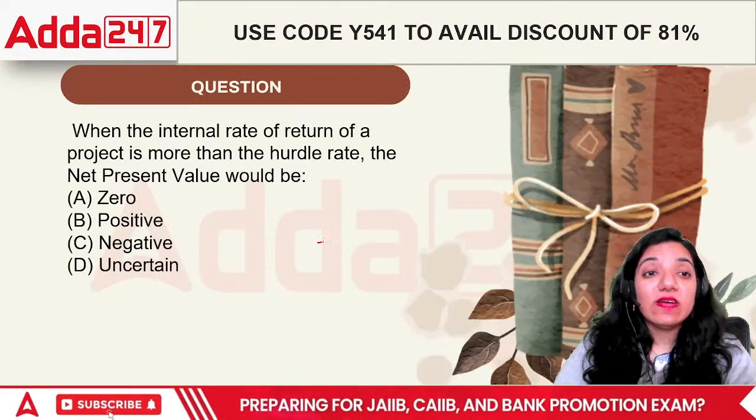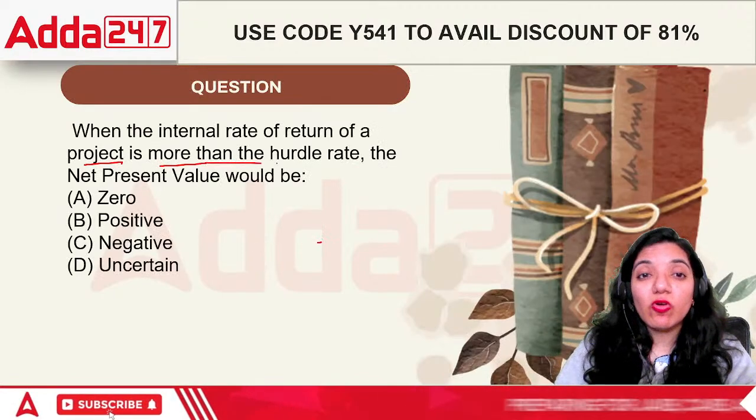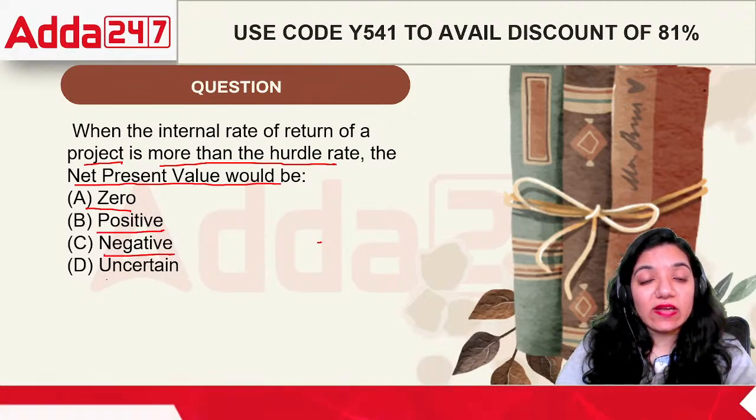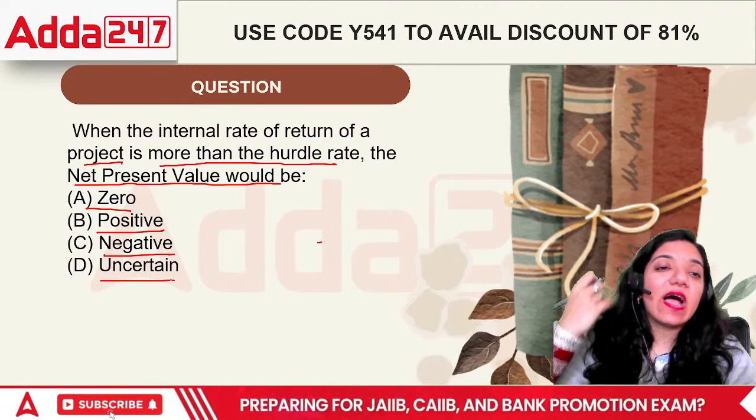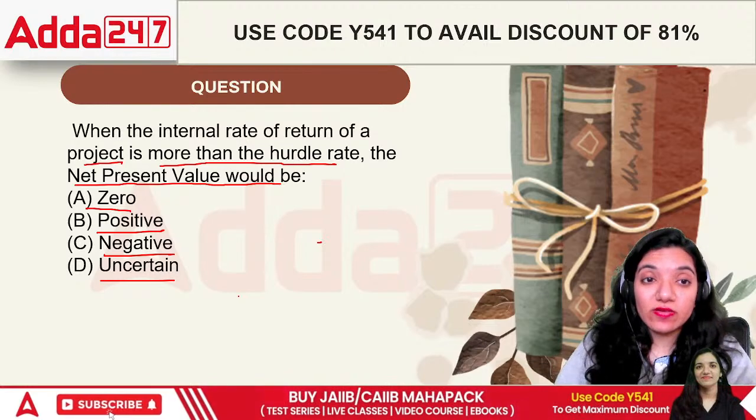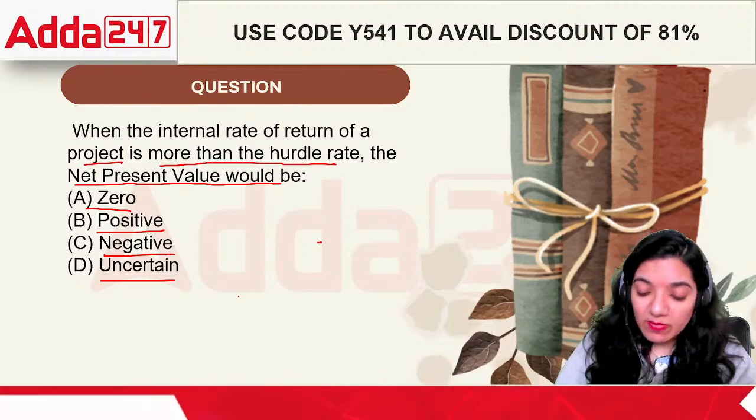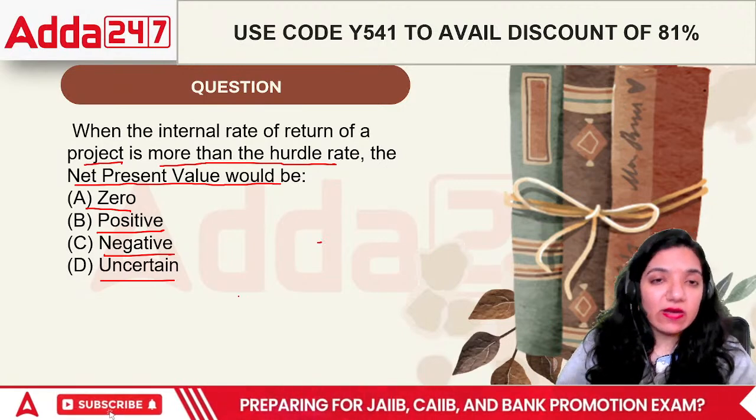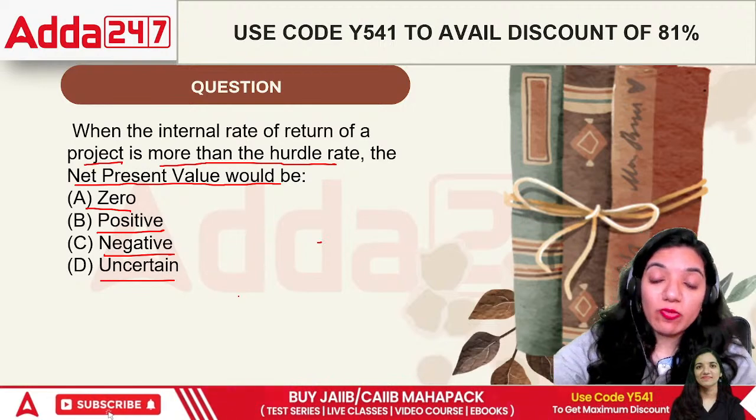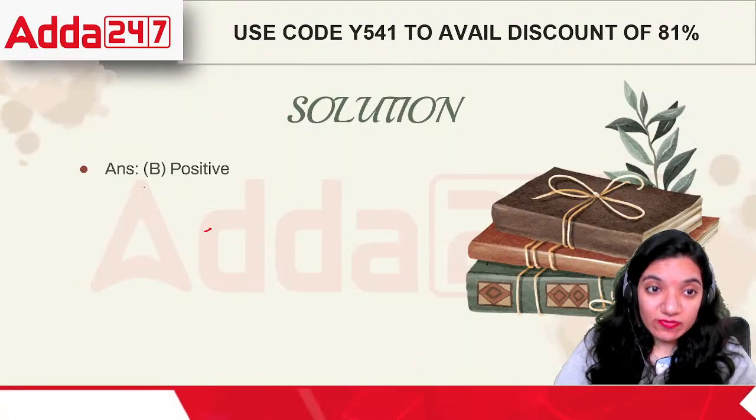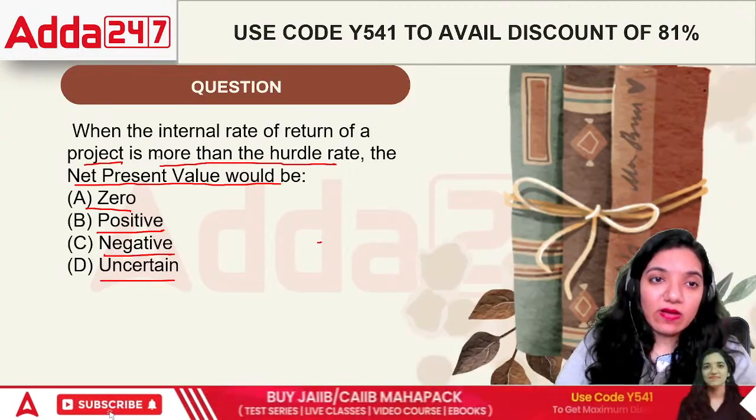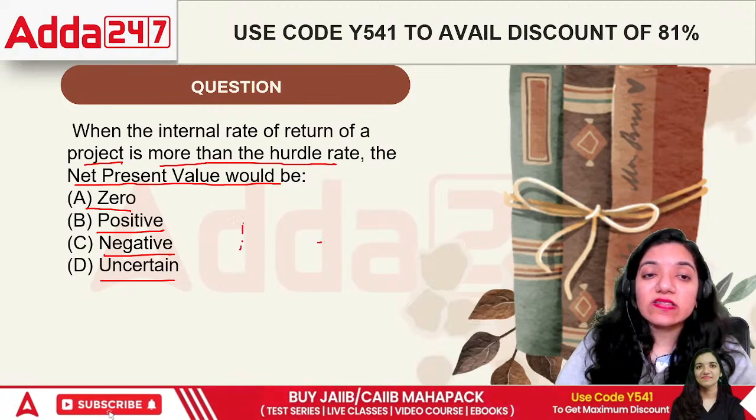Next point, when the IRR of a project is more than a hurdle rate, the NPV would be 0, positive, negative, or uncertain. If the IRR, which is the internal rate of return, is more than the hurdle rate, then what would the NPV be? It is basically positive. Basically what happens is that the lower the rate, the higher the present value.